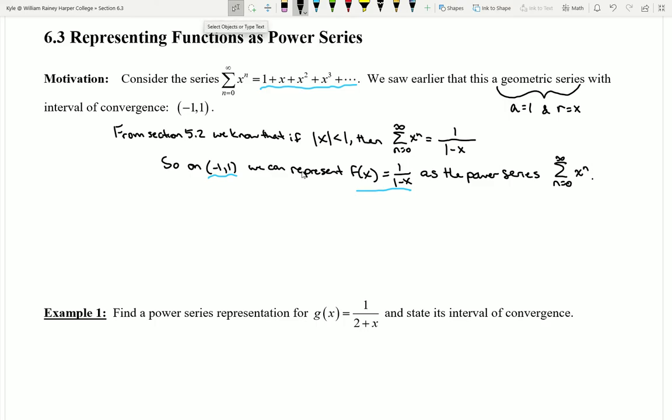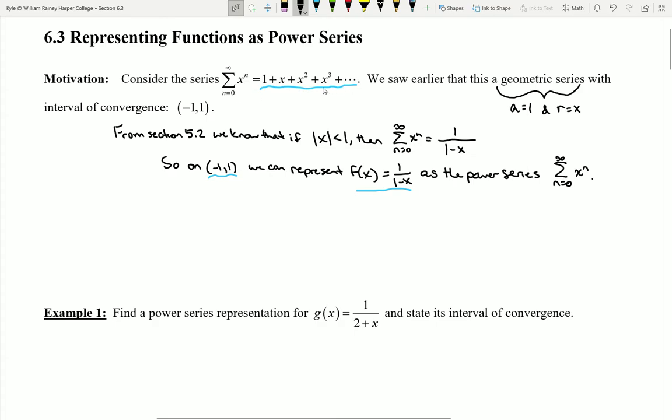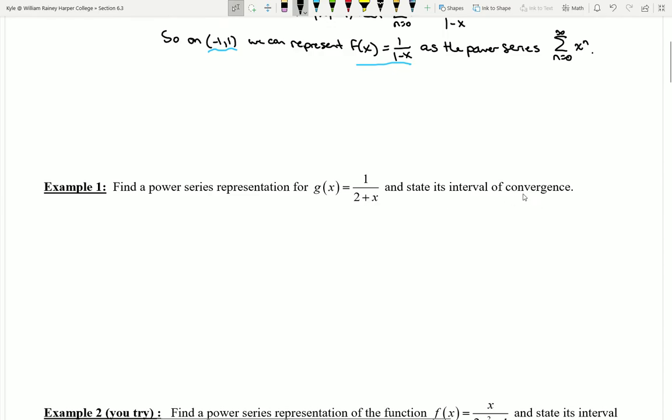Let's go ahead and take a look here at example number 1 to see how we can start to model different functions with a power series. So example 1 says, find a power series representation for g of x equals 1 over 2 plus x. If I was to graph this function, it has some picture, and I'm interested if there's a power series, one of these infinitely long polynomial things that might look just like it. But I also want to know an interval of convergence, like where would this power series actually look like this function? So in order to do this, I might notice something like the following.